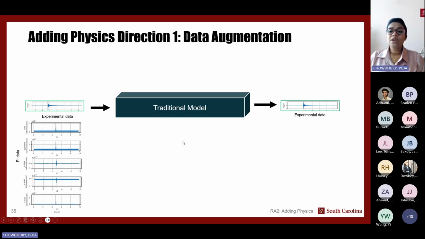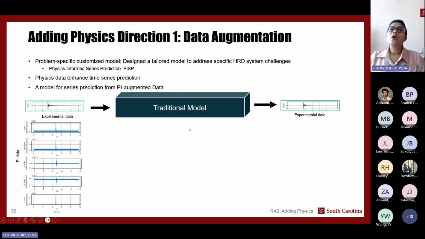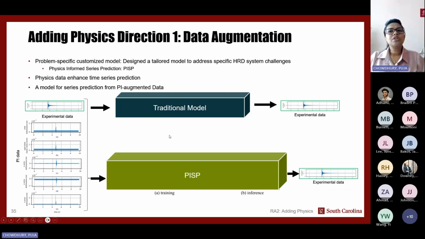But now that we have the PI data along with the experimental data, we use all of this data to build a problem-specific customized model, a tailored model to address the specific hydrodynamic system challenges. This model is named Physics Informed Series Prediction, in short PISP. It is a physics data enhanced time series prediction, or we can say a series prediction model for PI augmented data.